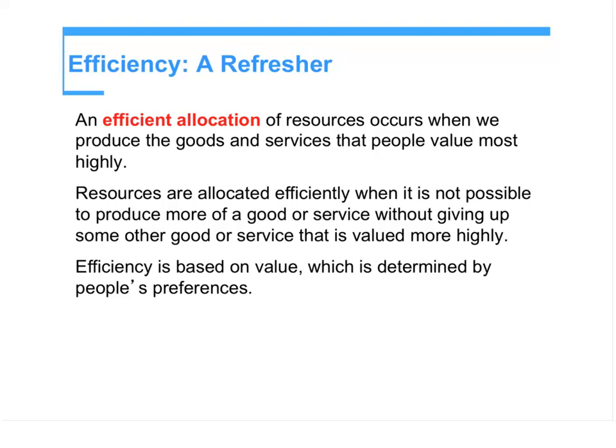So efficiency is based on value. Don't forget that. We talk about value all the time. We're focusing on the value, not anything else, and it's determined by people's preferences. So the only measurement of value is people's preference. If there's one thing you've got to learn today, it is that people's preferences are going to make the value of a product.